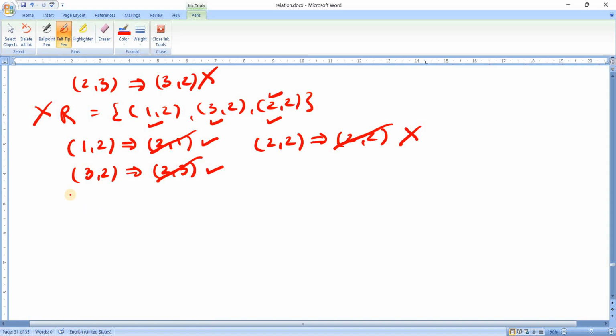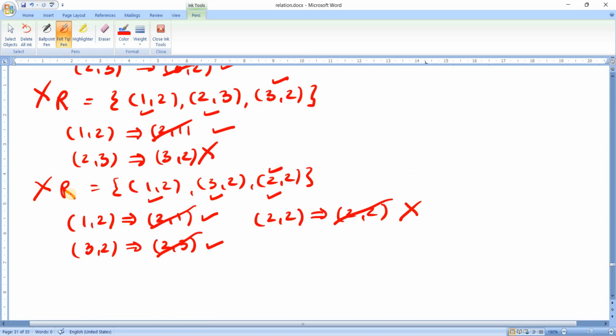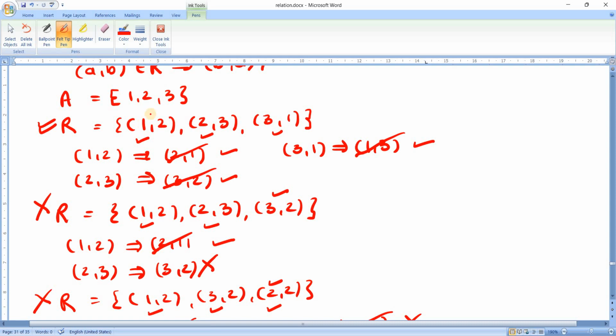So what is an asymmetric relation? For each ordered pair, if the ordered pair is (a, b), then in any case the relation should not have (b, a). It should not have it, right? So this is the example of an asymmetric relation.